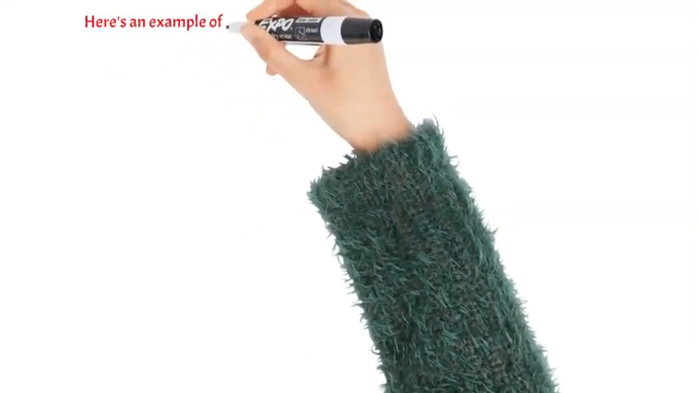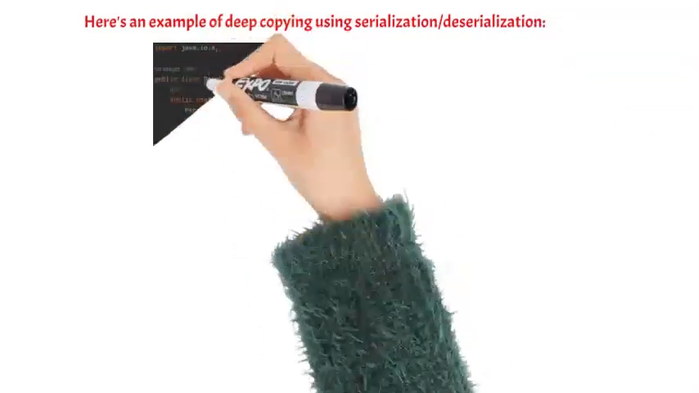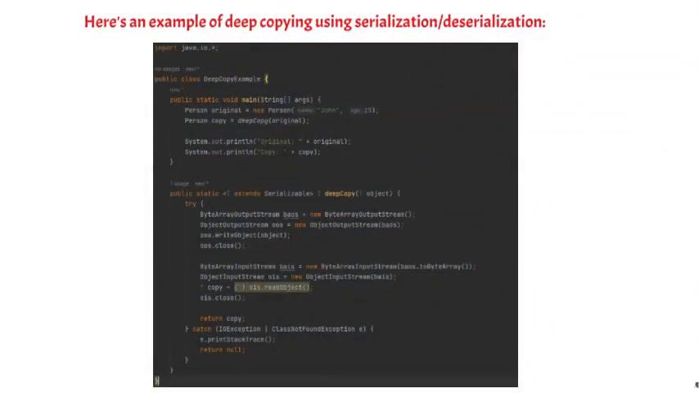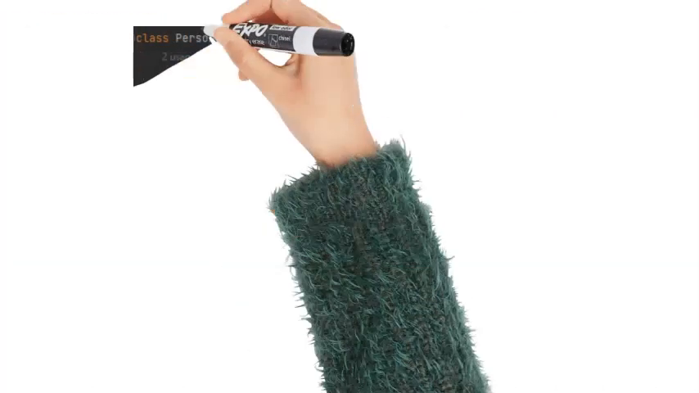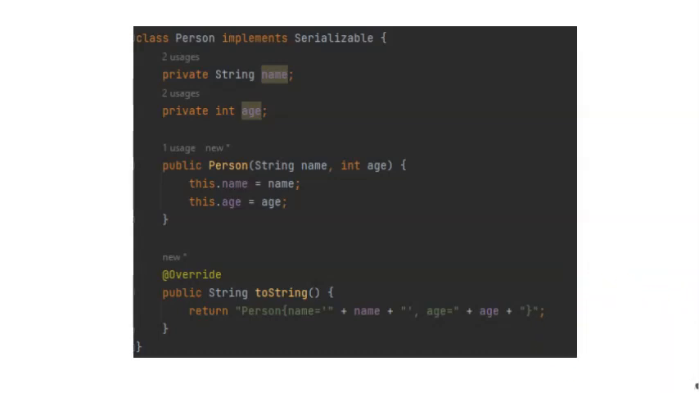Here's an example of deep copying using serialization/deserialization. In the above example, the deep copy method takes an object and performs a deep copy using serialization/deserialization. The Person class implements the Serializable interface to enable serialization.